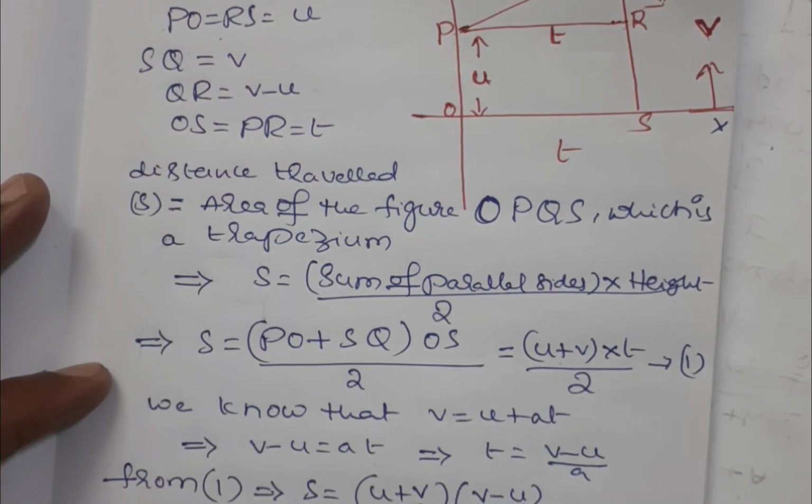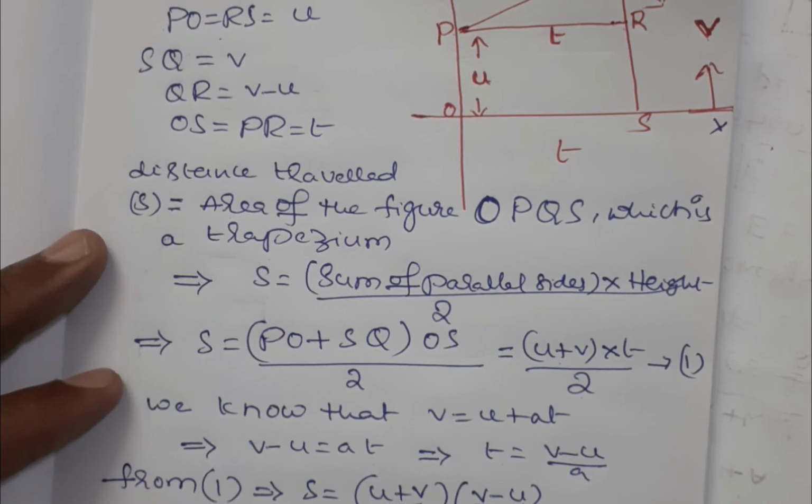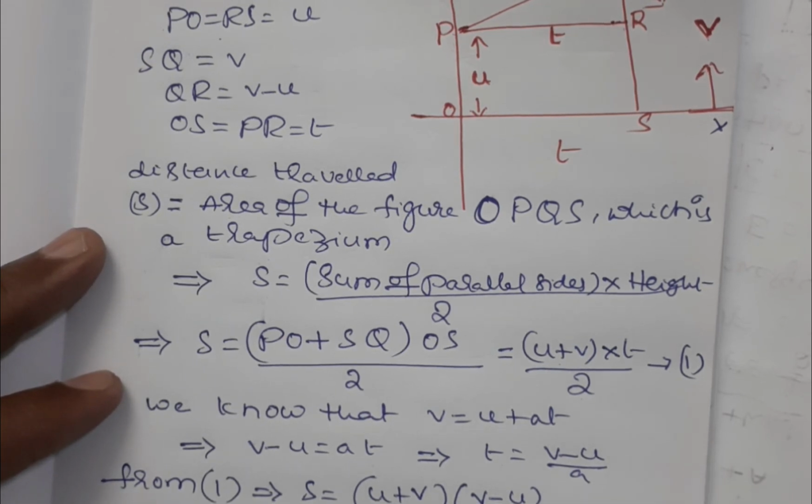So we know the formula (a + b)(a − b) is equal to a² − b². According to that, (v + u)(v − u) is v² − u² equal to 2as. So this is the derivation of the third equation of motion by the velocity-time graph.